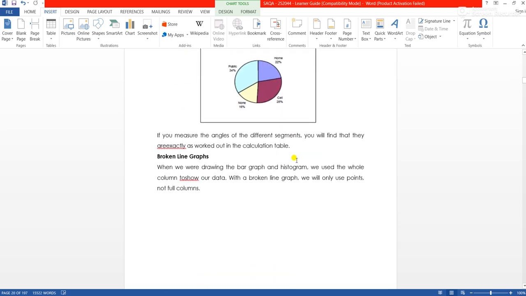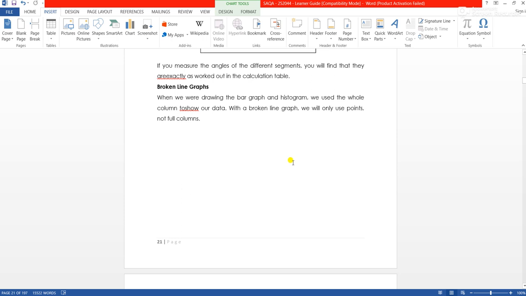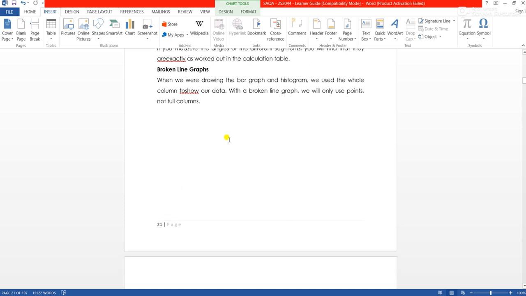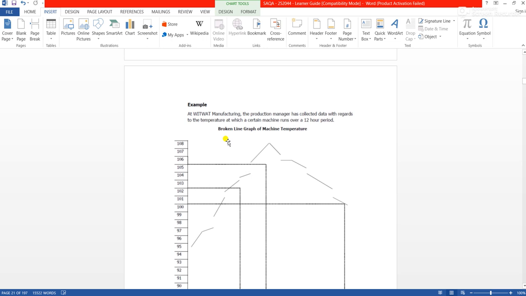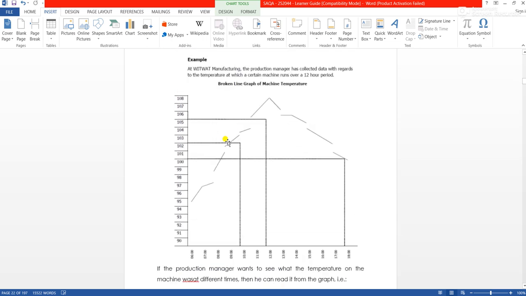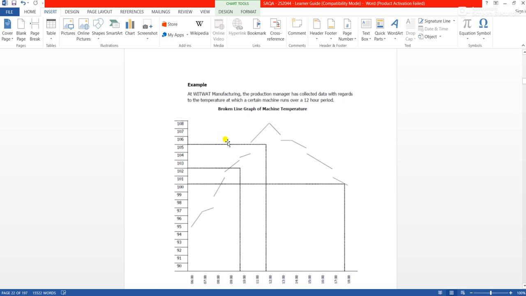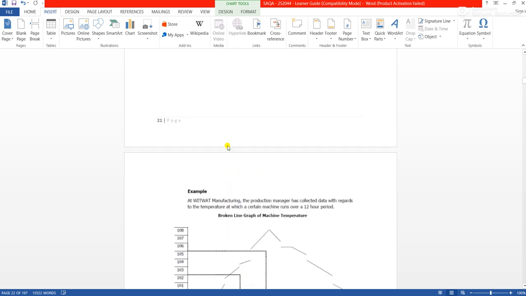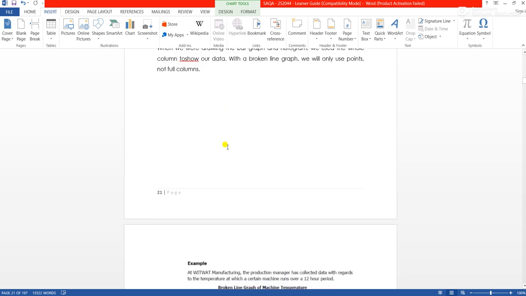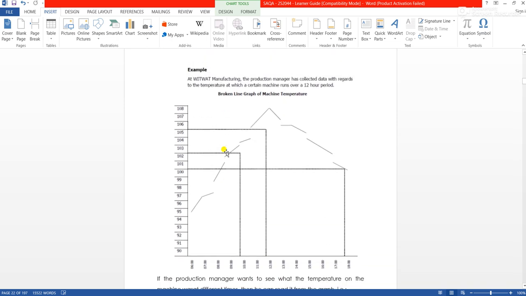It's much easier to calculate. So you also have the type of graph which is a broken line graph. Unlike the bar graph and histogram, which use the whole column to show the data, with a broken line graph we use a point, not full columns. You just jot down points based on the data that is given, and it's not that complicated as displayed on the learner guide.